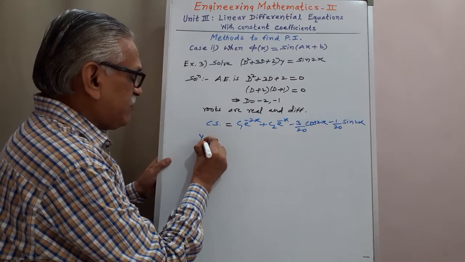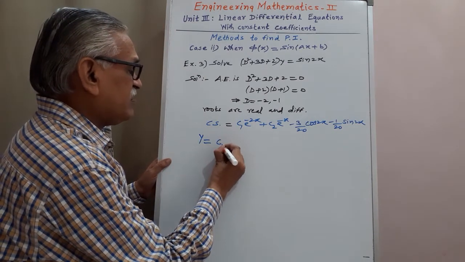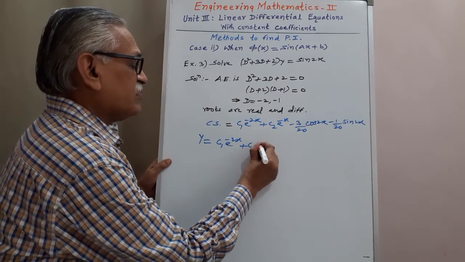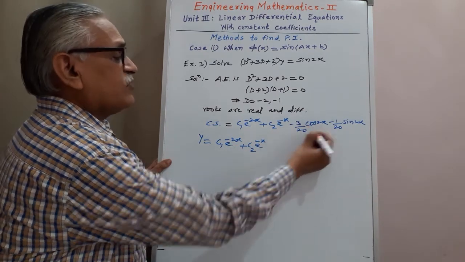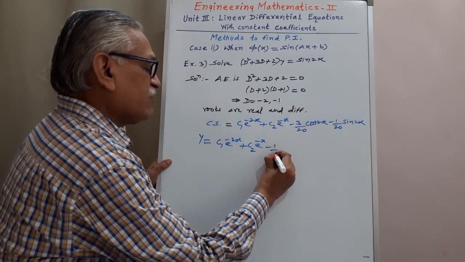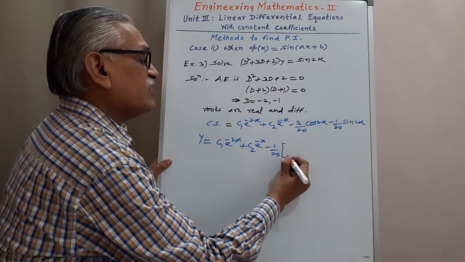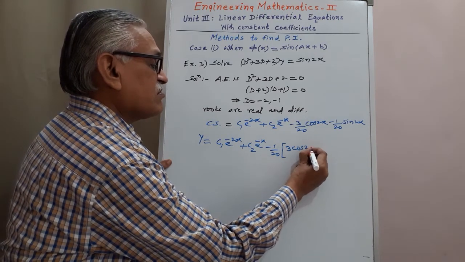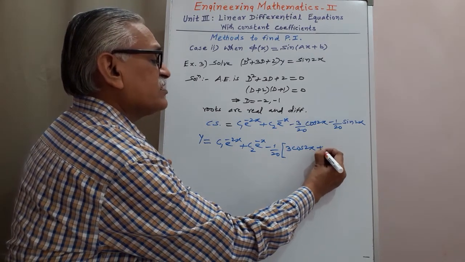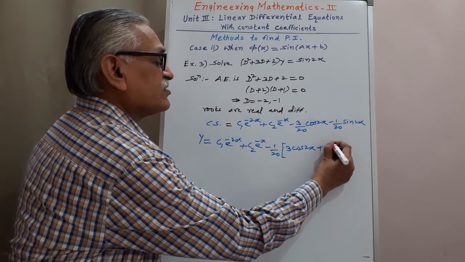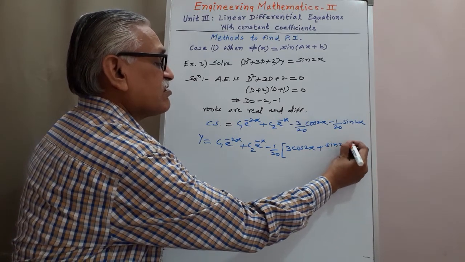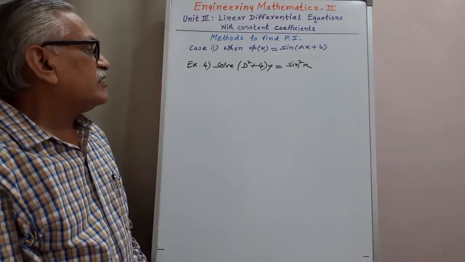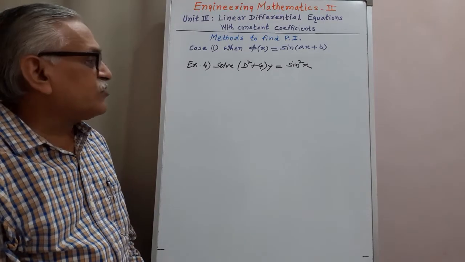For the dependent variable y, C1 e raised to minus 2x, C2 e raised to minus x. From these two terms I can take minus 1 by 20 common. We get 3 cos of 2x and plus sine of 2x as the required solution. Next example, example number 4.